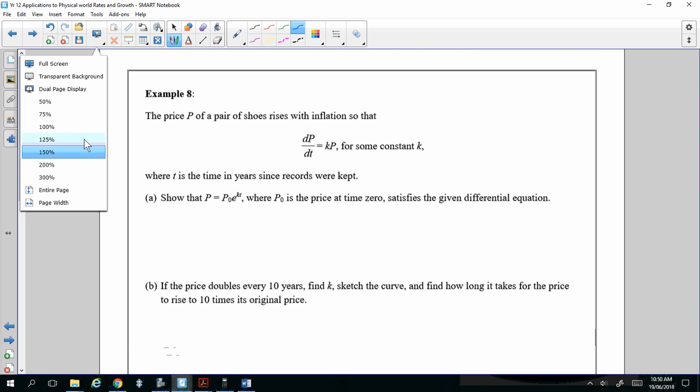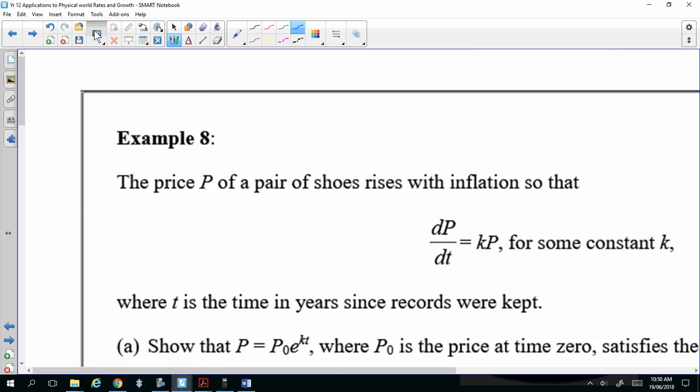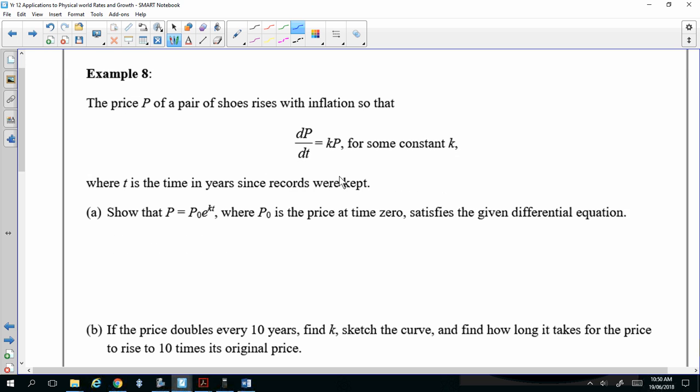Our next question: the price P of a pair of shoes rises with inflation according to this exponential growth formula, where t is the time in years since records were kept. And the first part, they always ask you to prove something. So that's something very easy to do. So you can just do it. So dP/dt equal, and just a 3-step answer. Okay, so I'll leave you to do. Have a try.